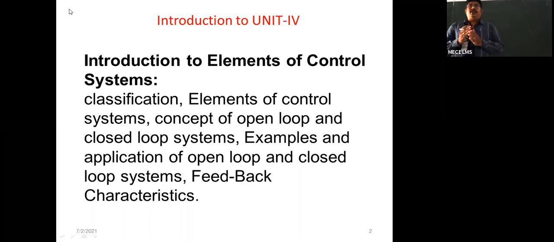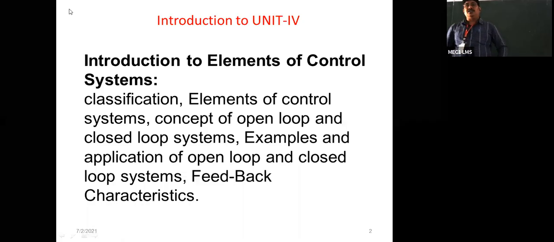In this introduction to the elements of the control system, we'll discuss the classification and what the elements of the control system are. The classification of the control system is of two types. One is the open loop control system, or non-feedback control system, and another one is the closed loop control system. We can also call it a feedback control system or automatic control system.